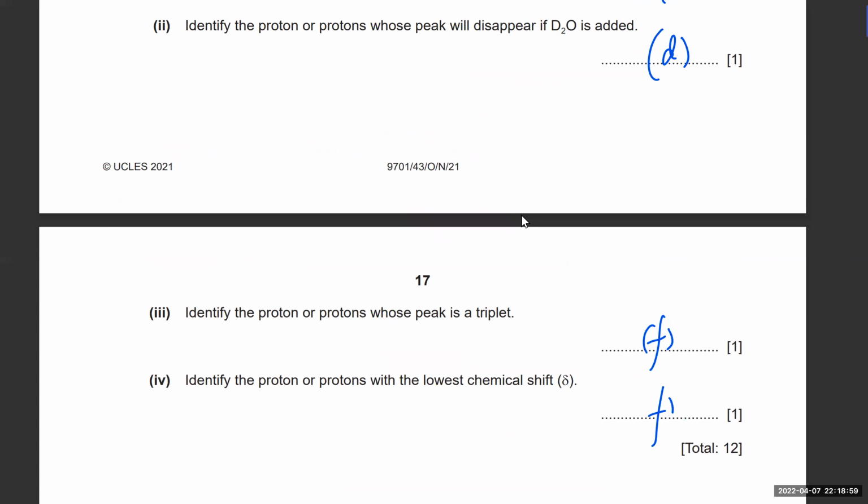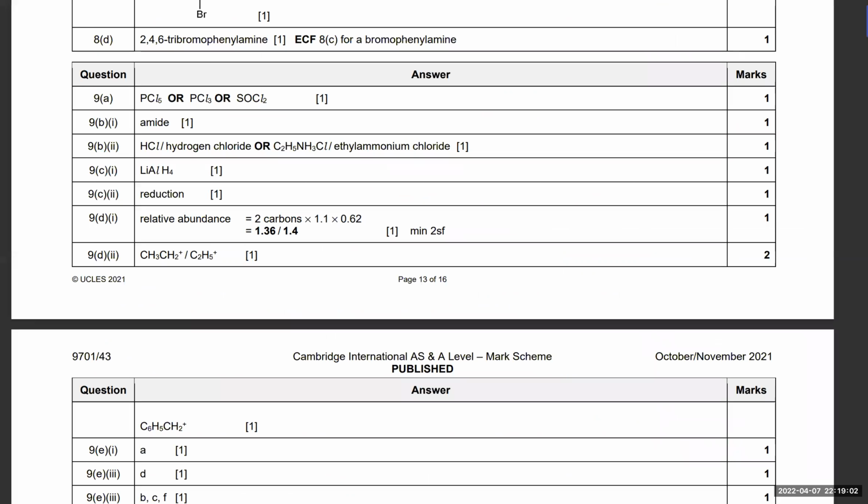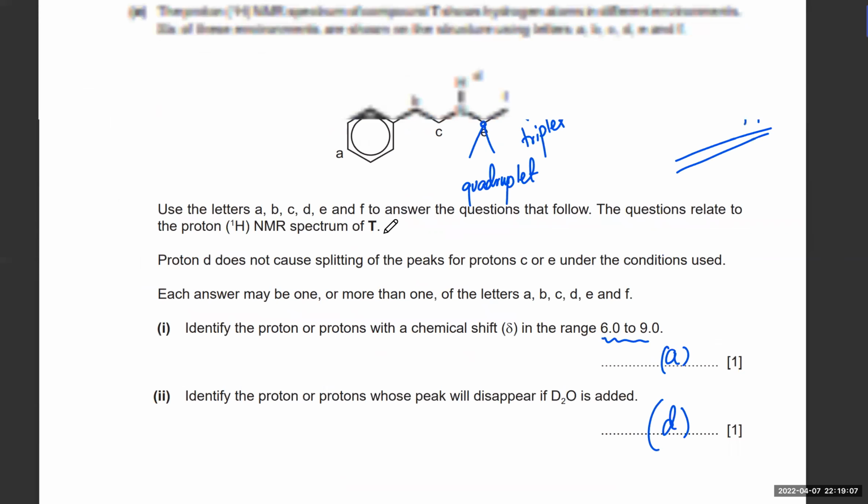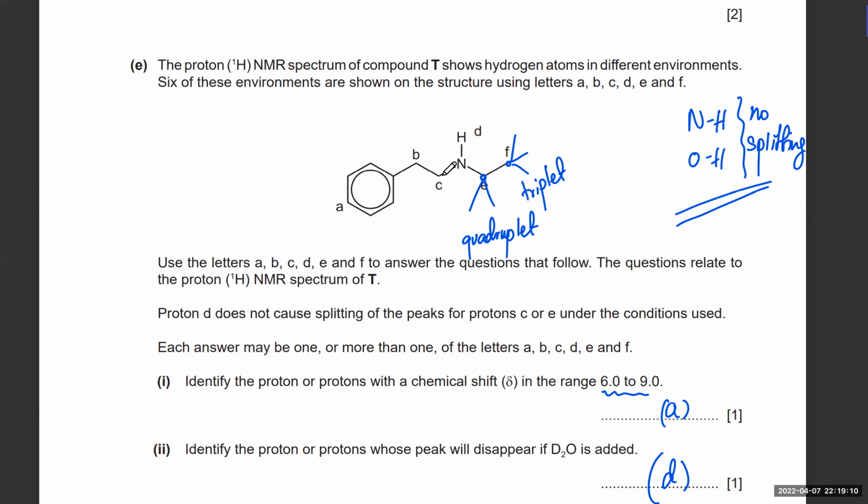So I'll just double check, because number 4. There aren't B and C triplets as well? C is definitely a triplet. Okay, B is going to be a triplet as well, because the neighboring carbon, this carbon does not have an H, right? So it's this one, the neighborhood has 2 H's. This one, the neighborhood has 2 H's as well. So they're both going to be triplets.